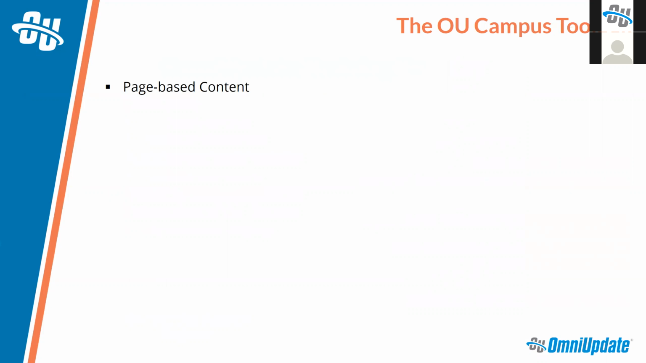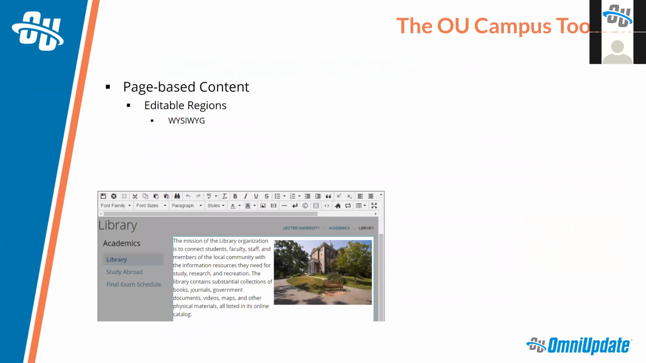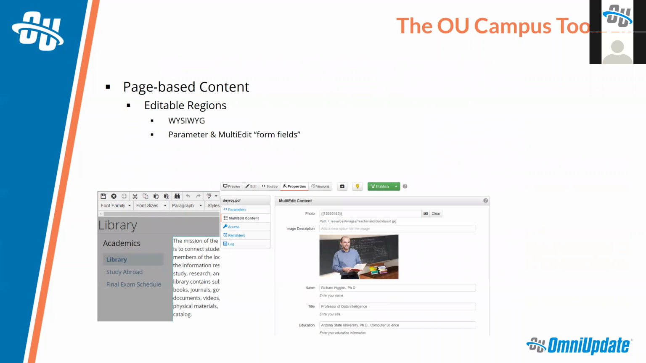So the first is going to be page-based content. This is the information that you will be maintaining from page to page. We have editable regions, so you should be very familiar with our WYSIWYG, especially our Just Edit WYSIWYG editor, which really gives you a good in-context preview of what that content's going to look like before you publish it out.